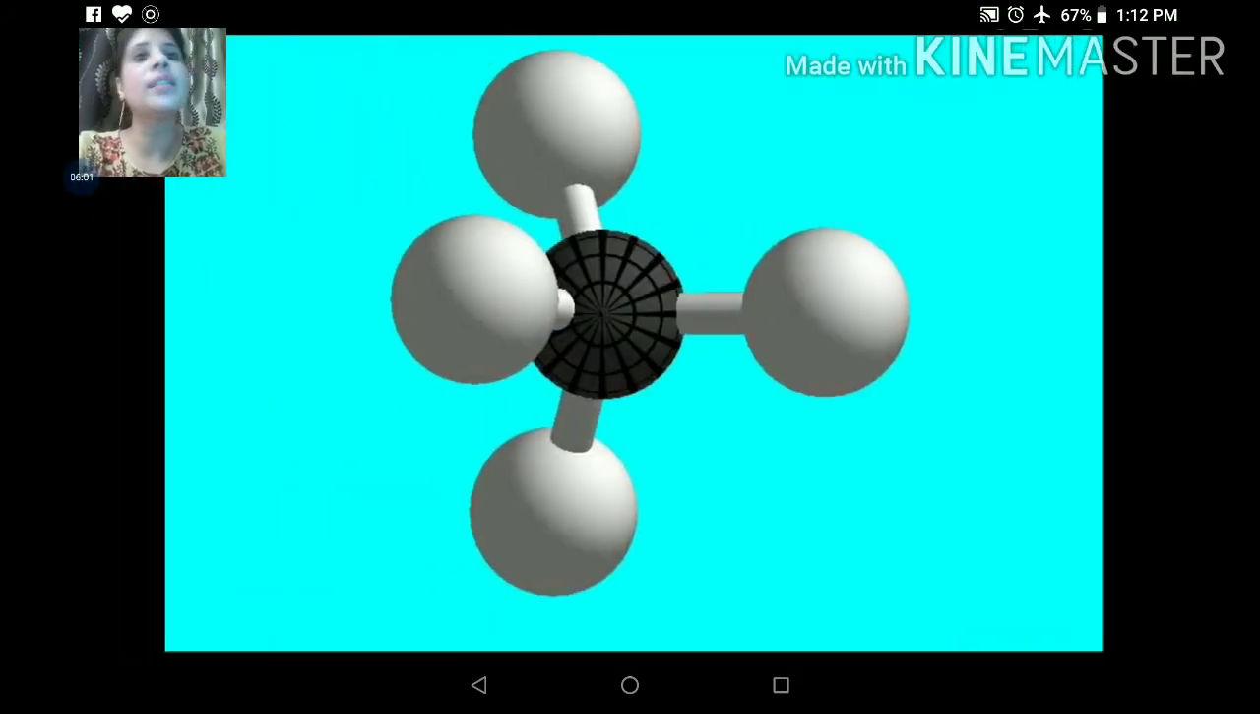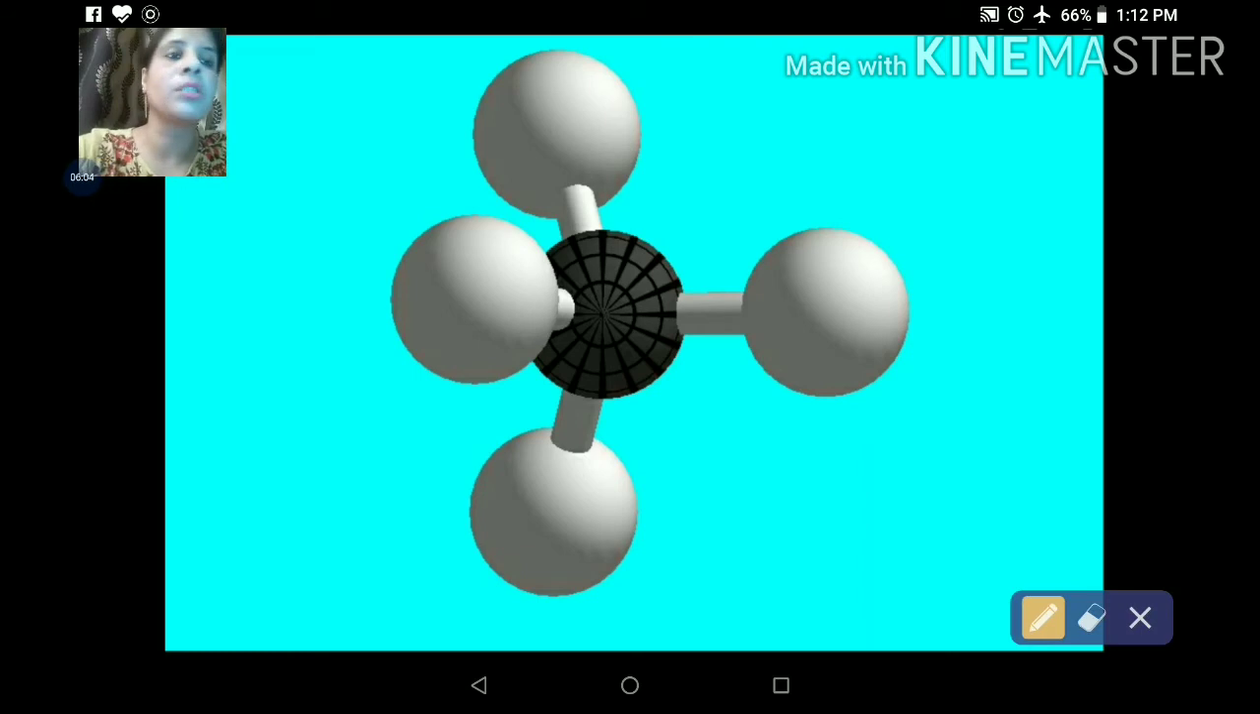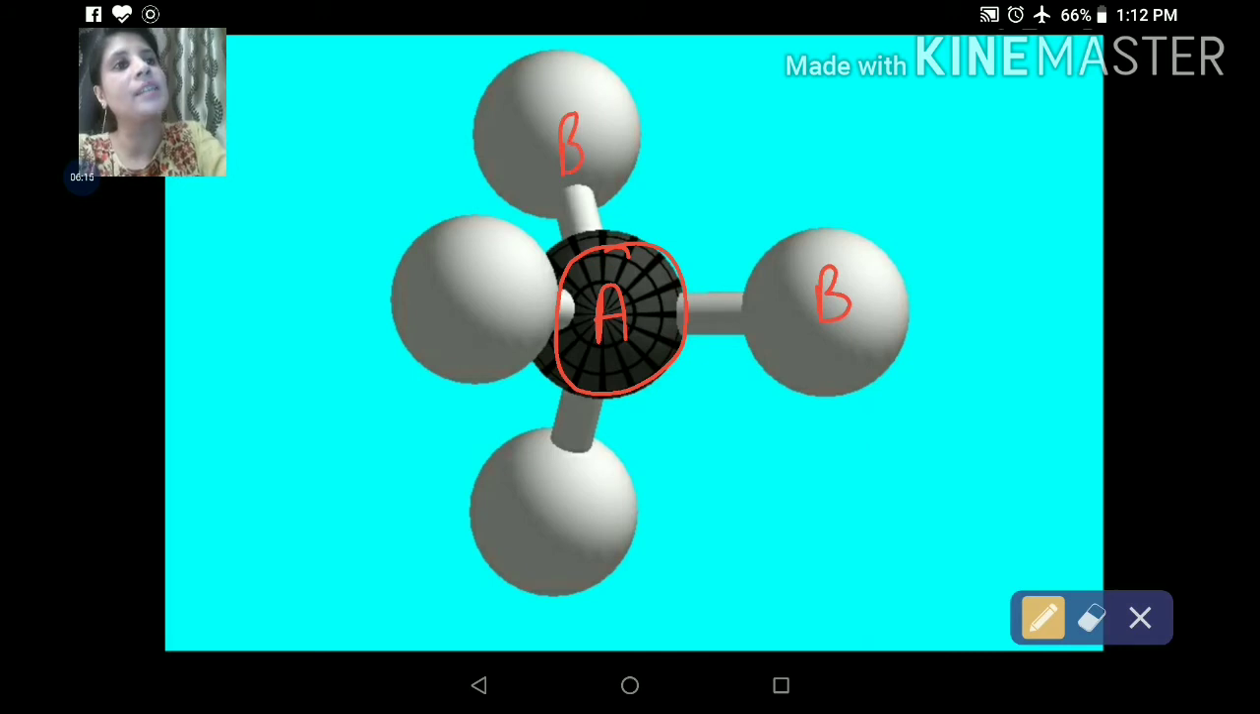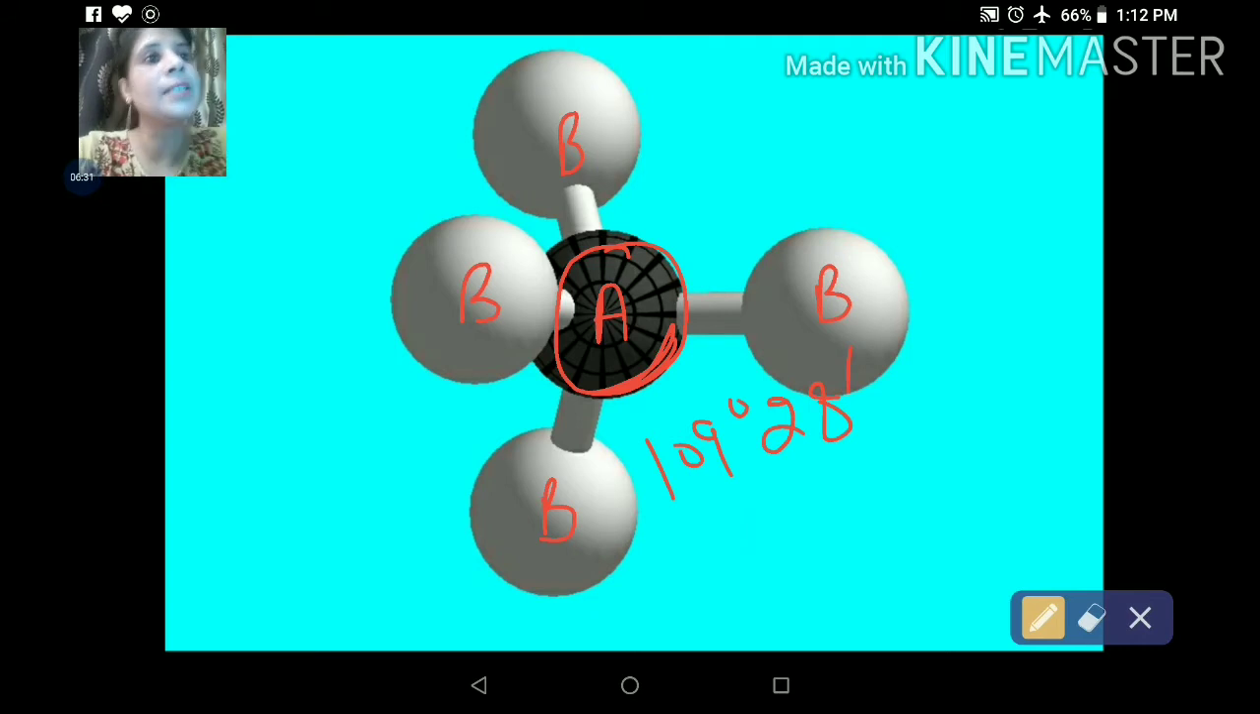The other type of geometry which is possible according to valence shell electron pair repulsion theory is AB4. In AB4, A is the central atom and B are the side atoms having only bonded electrons as bond pairs. Now the bond pairs will repel each other so that they arrange themselves maximally far apart in space. So the bond angles come out to be 109 degrees 28 minutes, right? But this geometry is not in the same plane.